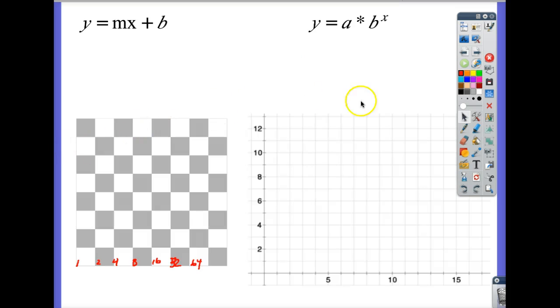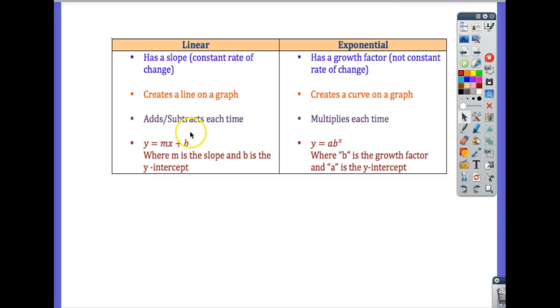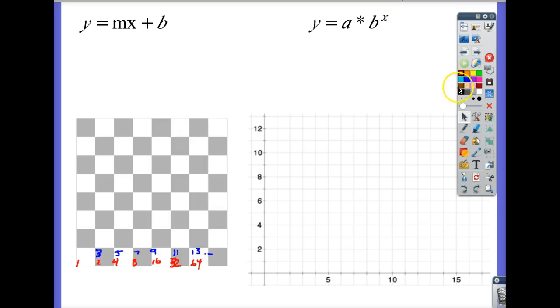So if we wanted to make something linear, let's say instead of doubling each time, we're just going to add 2 each time. So 1 plus 2 would be 3, plus 2 is 5, plus 2 is 7, plus 2 is 9, plus 2 is 11, plus 2 is 13, etc. So that would be linear, adding or subtracting each time. Now let's go to the next one. Does it create a line on a graph or create a curve on the graph? Let's look at those when we graph them.